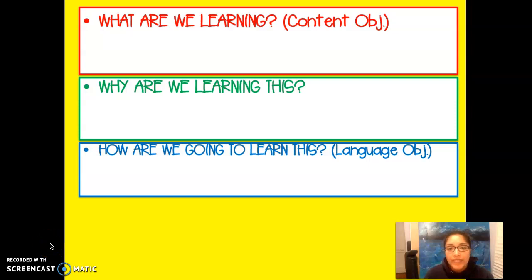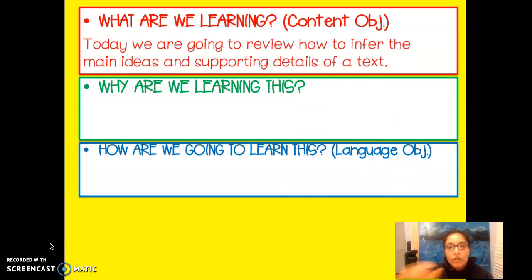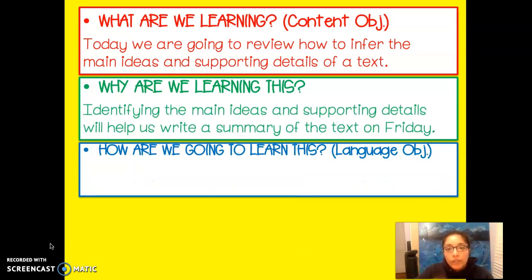Okay, so what are we learning today? Today, we are going to review how to infer the main idea and supporting details of a text. Why are we learning this? Because identifying the main ideas and supporting details is going to help you be able to write your summary at the end of the week.